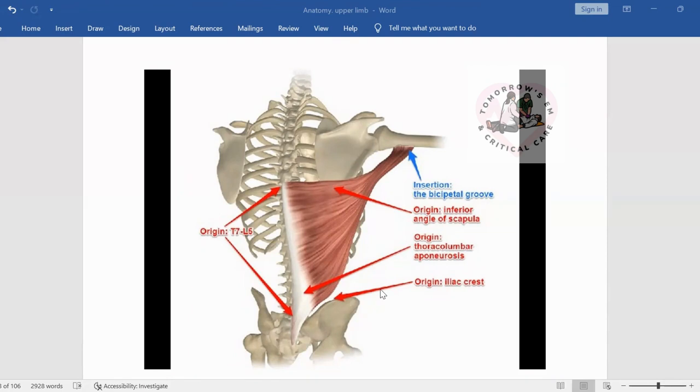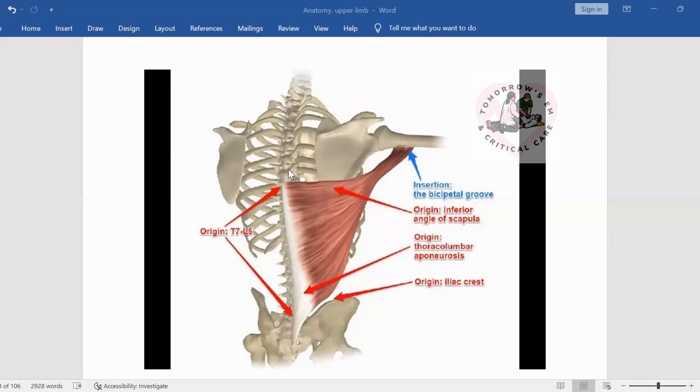True or false? There are three origins of latissimus dorsi. False. Latissimus dorsi originates from the thoracocervical fascia. True or false? False. It is thoracolumbar. Latissimus dorsi originates from the superior angle of the scapula. True or false? False. It originates from spine T7 to sacral 5. True or false? True. The question should be like this.